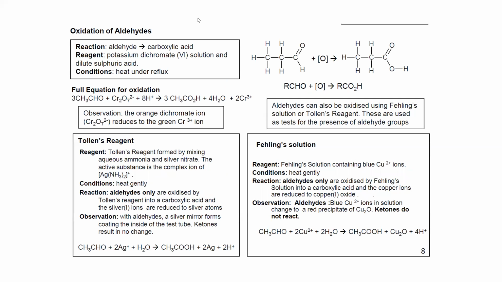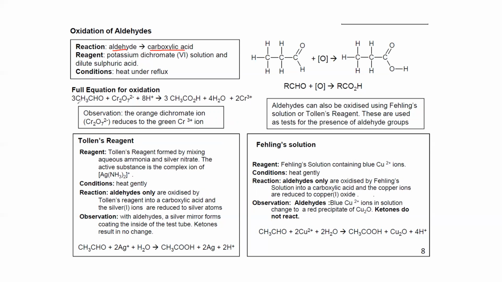So first, oxidation means addition of oxygen or removal of hydrogen. Both refer to oxidation. So an aldehyde can be oxidized to carboxylic acid. If the condition is heat under reflux, you will use dilute sulfuric acid and potassium dichromate, which is an oxidizing agent. So acidified potassium dichromate, you can also mention.